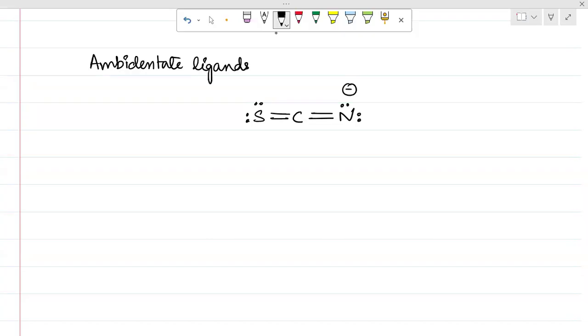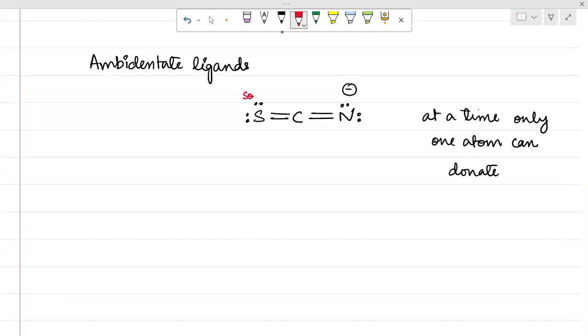So when you have a ligand where at a time only one atom acts as a donor, that is called an ambidentate ligand. So write down: at a particular time, only one atom can donate the lone pair of electrons. That actually depends on hard-soft interactions. We will learn about this in chemical bonding. For the sake of understanding, just understand that sulfur is a soft center, nitrogen is a hard center.